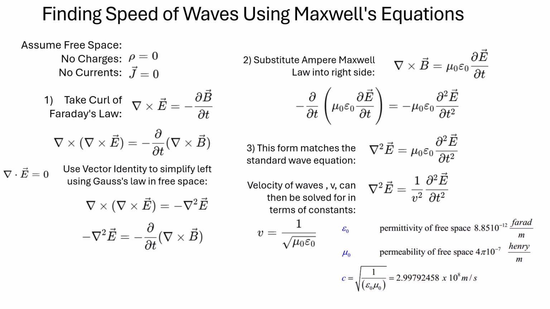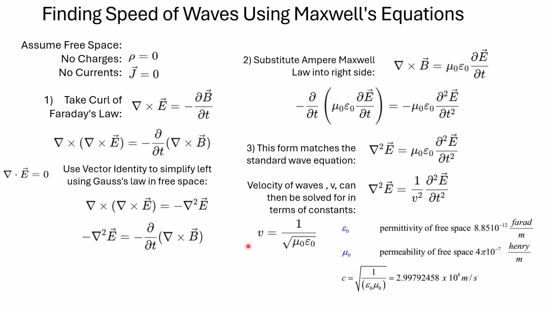And finally, here's the derivation of finding the speed of the waves using Maxwell's equations. So to start, you would assume free space, so no charges or net currents in the system. And to begin, you would take the curl of Faraday's law, and we can use a vector identity to simplify the left-hand side when remembering Gauss's law in free space, del dot E equals 0. And this brings us down to this term here, negative del squared E equals the negative time derivative of the curl of B.